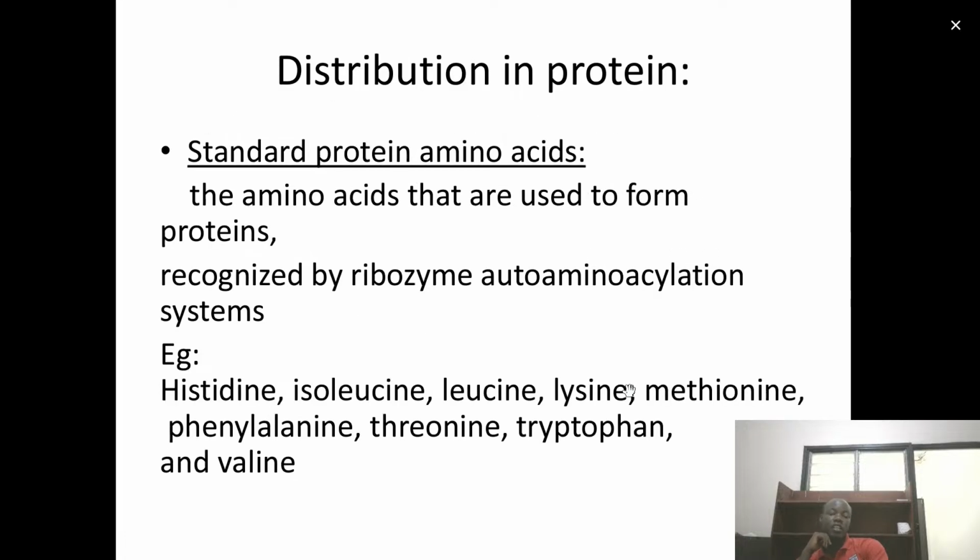And then the distribution in protein. Standard protein amino acids, the amino acids that are used to form proteins, are recognized by the ribosomal aminoacylation system. For example, we have histidine, isoleucine, leucine, lysine, methionine, phenylalanine, threonine, tryptophan, and valine. So these are the standard amino acids that are usually recognized by the ribosomes, that is, that are usually found in proteins.